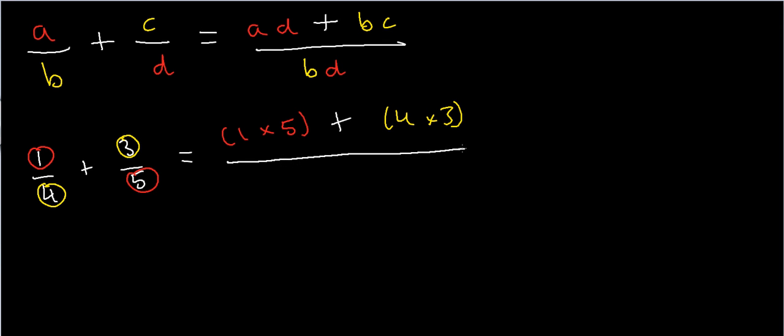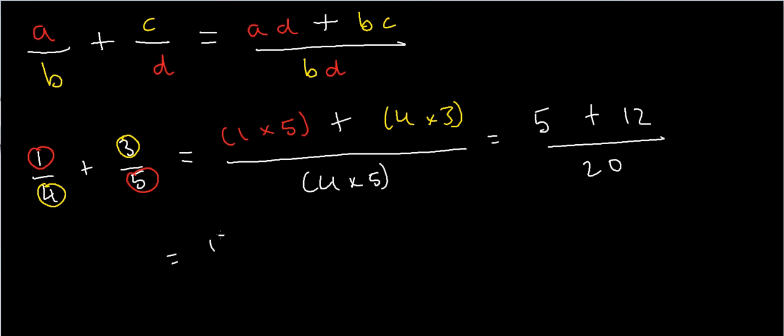And finally, I just divide that by the product of whatever's on the bottom. So that's 4 times 5. So what's that equal to? Well, 1 times 5 is just 5. And 4 times 3 is just 12. And we divide that by 4 times 5. And 4 times 5 is 20.